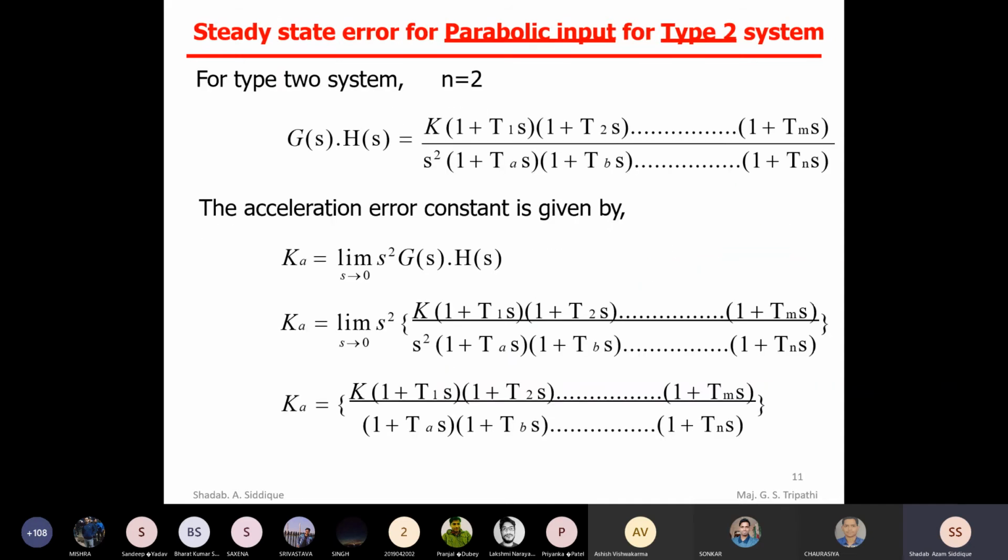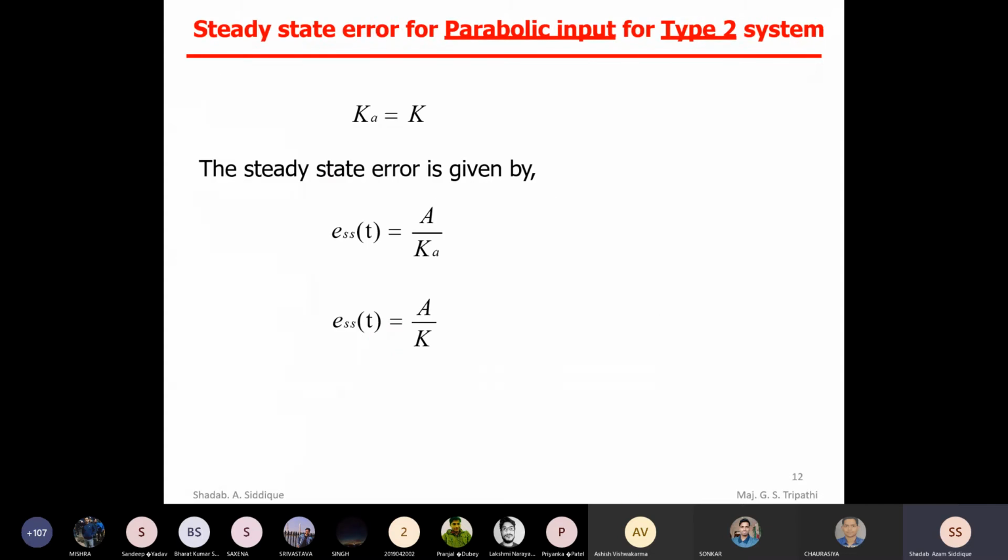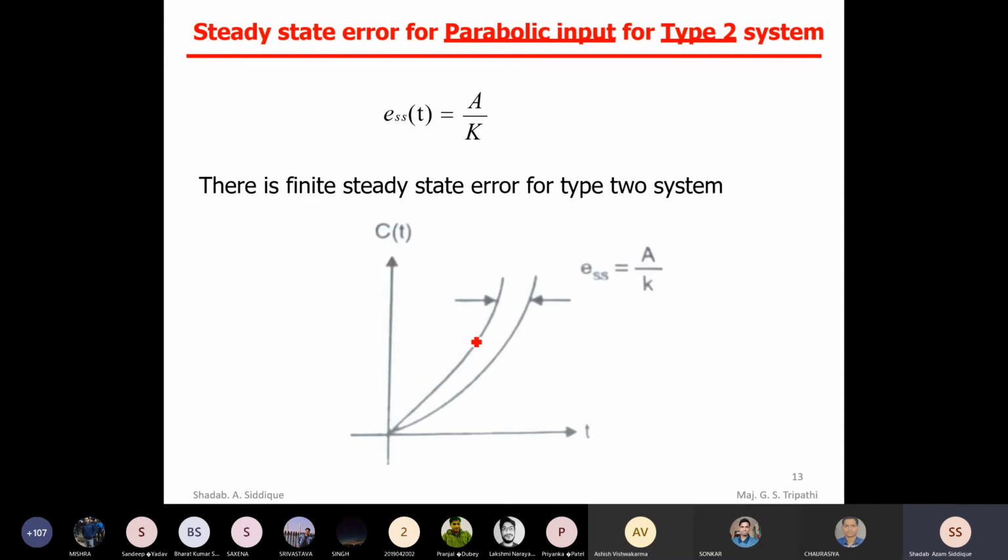For type 2 system, s square will get cancelled, and we'll get ka as k, and ESS is nothing but 1 upon k, or you can take a by k also. So ESS is a by k, and this is a finite error. If you go to the higher order system, that is a type 3 system, then we'll see the error will be 0.